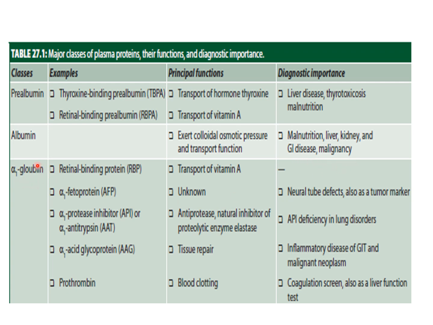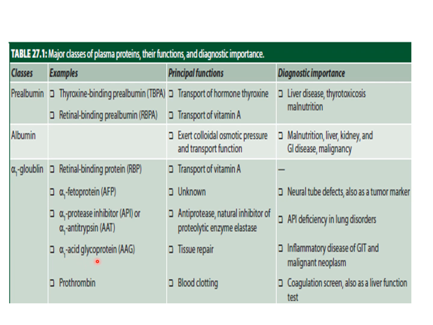Then alpha 1 globulin. Various types of alpha 1 globulins are there. RBP, that is retinol binding protein, transports vitamin A, while alpha 1 fetoprotein's functions are unknown, but its diagnostic importance lies in neural tube defects and it also acts as a tumor marker. Then alpha 1 protease inhibitor or alpha 1 antitrypsin, that is AAT. It acts as an anti-protease and a natural inhibitor of the proteolytic enzyme elastase. AAT deficiency lies in lung disorders.